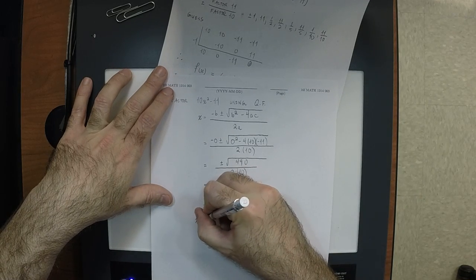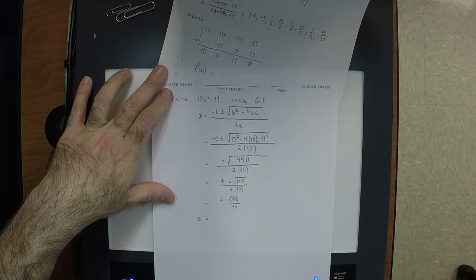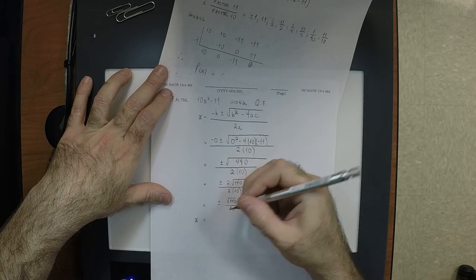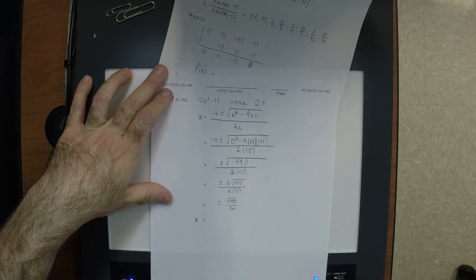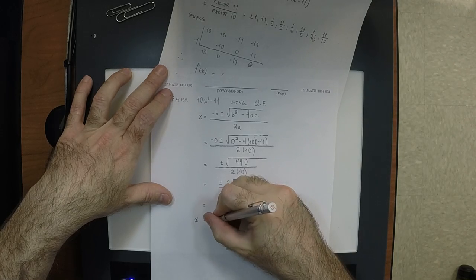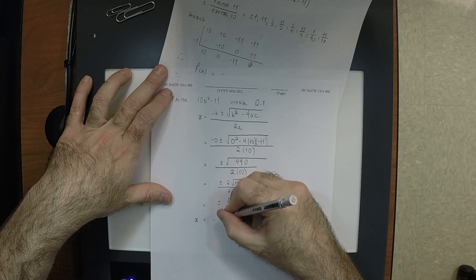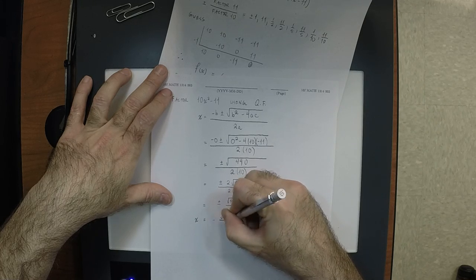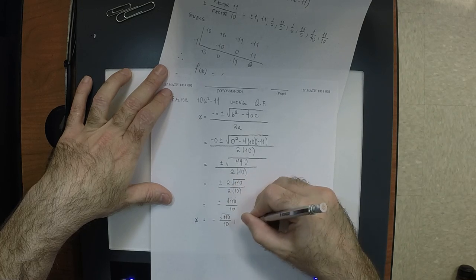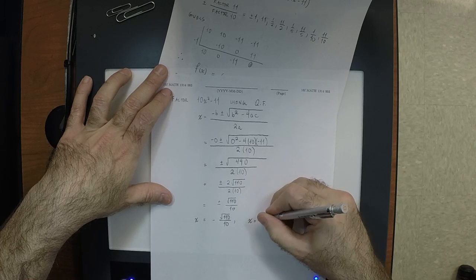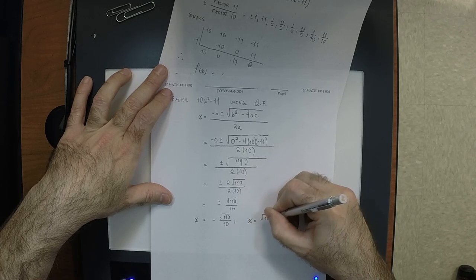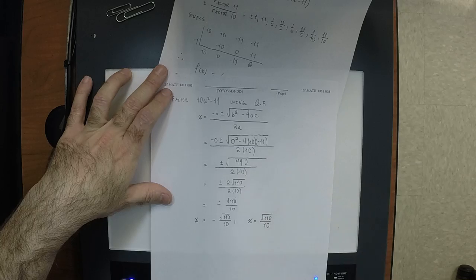So what are the two different zeros? No, not that. What are the two different zeros? The zeros. Positive and negative. Very good. So that's a zero, and that's a zero. So we found two zeros.